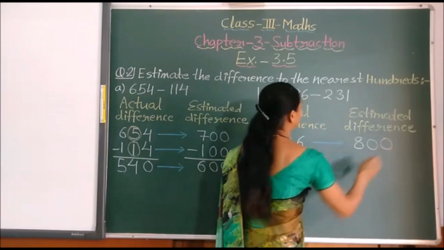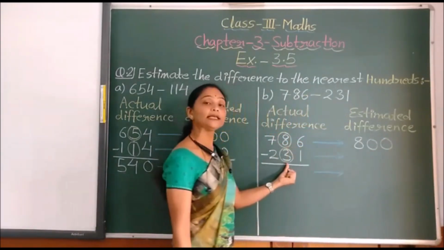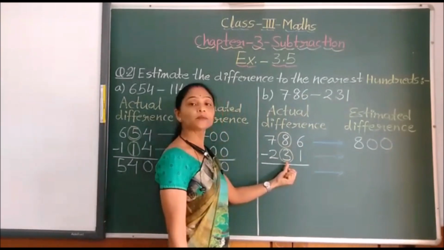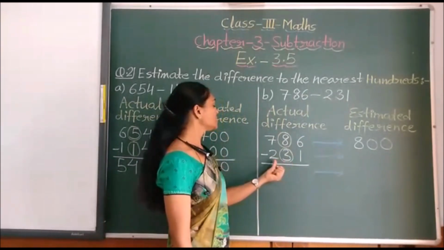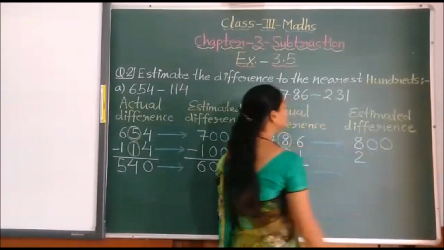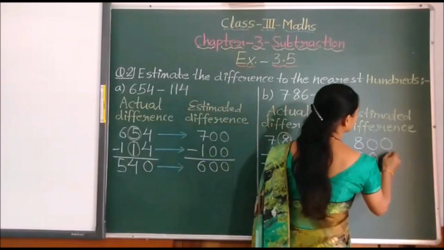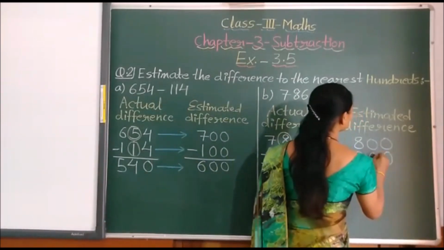Now what to do? We have to do this one also the same way. We have to see this tens place digit. This is 3, means less than 5. So this 2 will remain 2. So here we will write 2. And these 2 again we have to replace by 0. So here we will get these 2 zeros.